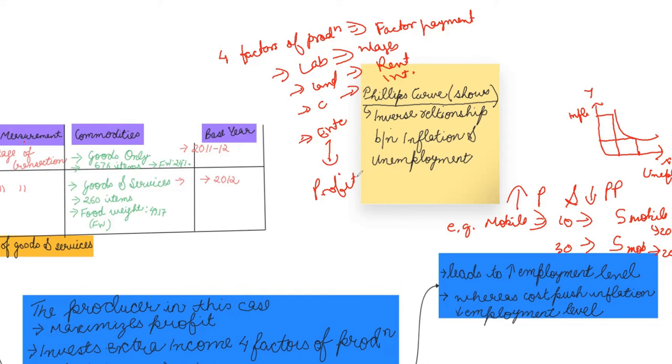First of all, he will try to increase his profit, or he will try to maximize his profit, by selling the mobile phone at a higher price. That is the first thing. And second, with the extra money that he got, he will invest this money in the four factors of production.